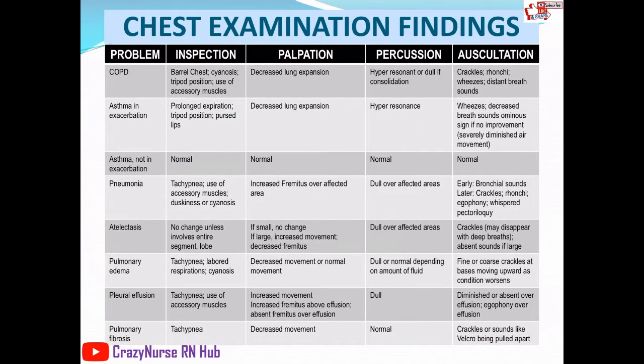I have here common chest examination findings for common pulmonary alterations. We have your COPD or chronic obstructive pulmonary disease, asthma in exacerbation, asthma not in exacerbation, pneumonia, atelectasis, pulmonary edema, pleural effusion, and pulmonary fibrosis. Along with these common respiratory problems, we have examination findings based on the 4 techniques of physical examination, namely inspection, palpation, percussion, and auscultation.